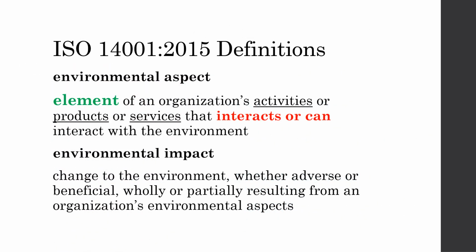So let's get back to basics. Again, we're in section 6.1.2, identifying aspects. And again, I continue to work with organizations that don't have a clear view or understanding of actually what an aspect is. So let's go back to the definition here. It's an element of your activity, your product, or your service that can interact with the environment. So again, it goes back to the identification first of your activities, and then what is it about that activity, the element of that, that ultimately impacts the environment.